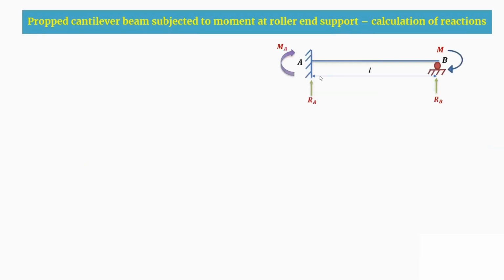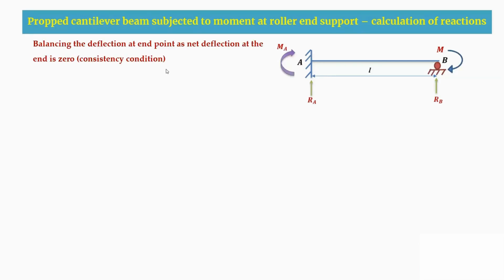So for calculating the reactions, we are going to take one consistency condition. That consistency condition is nothing but you are going to balance the deflection at this end point. So that means the net deflection you are going to make as 0. So how you are going to make it 0 is, now I make this propped cantilever beam into two parts as we have seen in the last slide. So the first part is a cantilever beam with the moment and the second part is a cantilever beam with the upward reaction. So I'm going to consider the first part now.